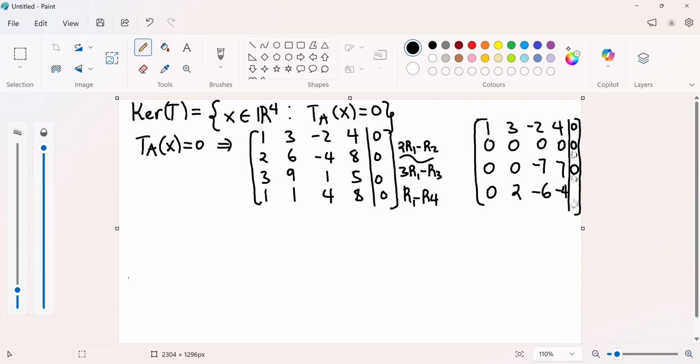So I can still reduce further. These rows can be interchanged. They can be interchanged.